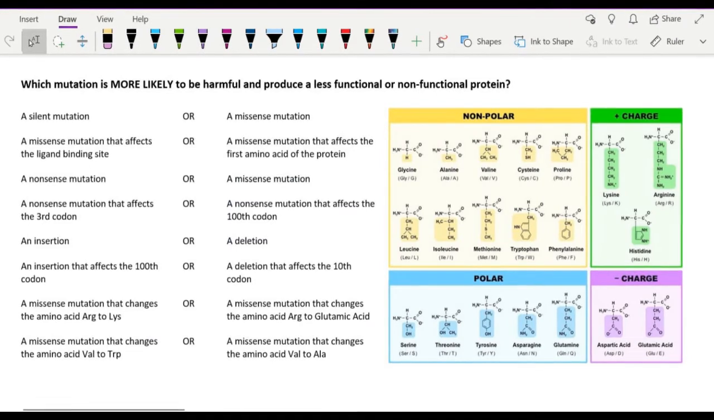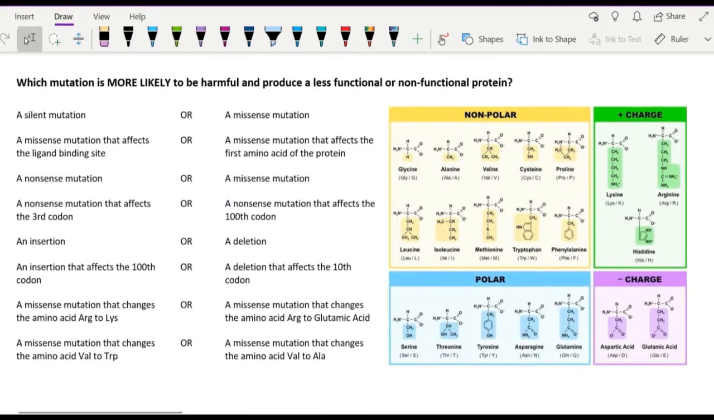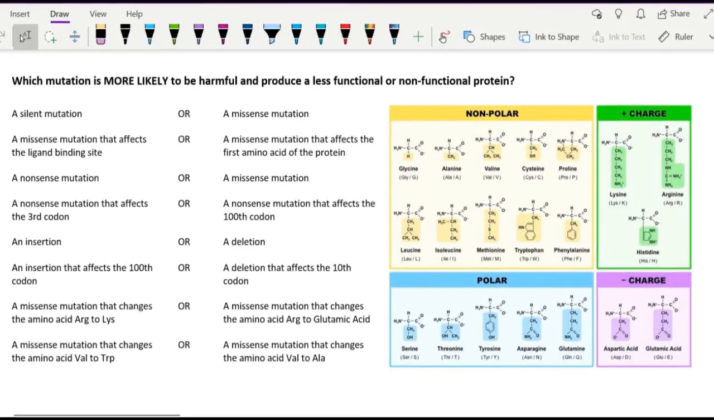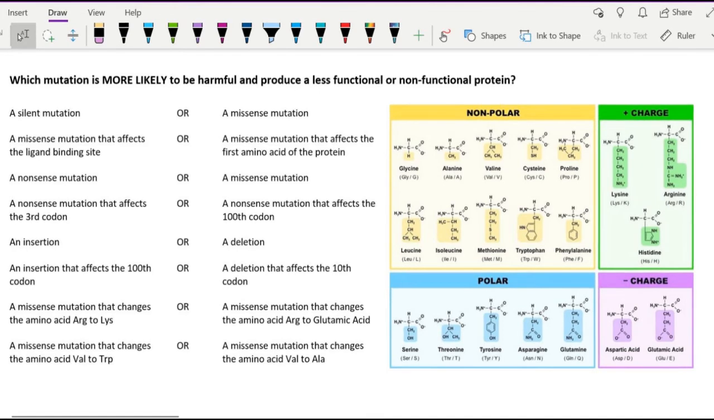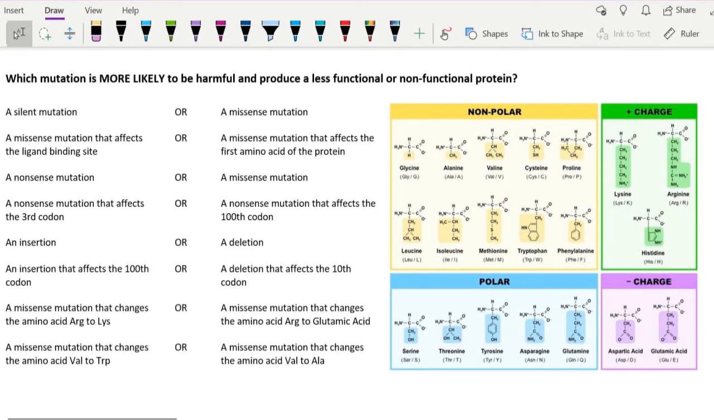Alright, let's see what you've learned and put your knowledge to the test. For the list of mutations below, pick which one is more likely to produce a less functional or non-functional protein. Pause the video here and see if you can figure it out. Okay, let's see how well you did.